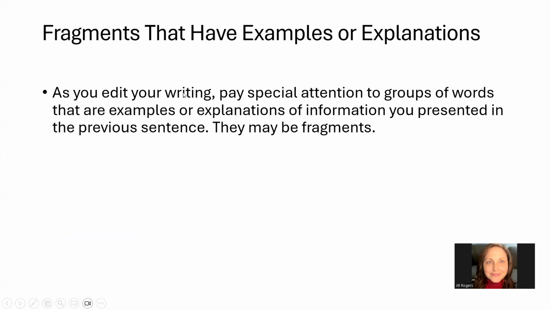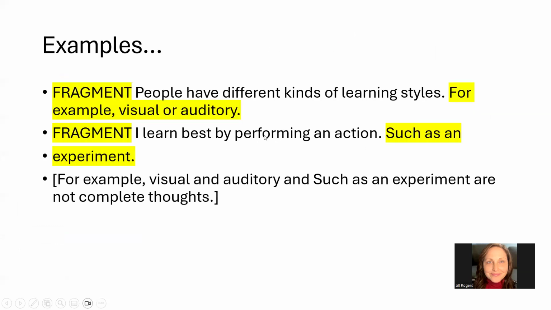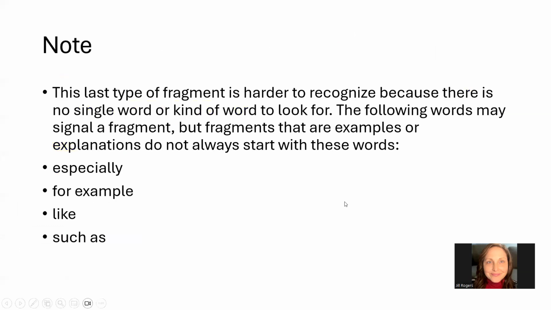Okay, so as you edit your writing, pay special attention to groups of words that are examples or explanations of information you presented in the previous sentence. They may be fragments. And I did want to tell you right here, before I even go on, this last type of fragment is harder to recognize because there is no single word or kind of word to look for. Because sometimes people won't use these signal words. They'll just put the example or explanation, but they'll forget to use a subject and a verb. But these words can help you: if you notice these words, you might have a fragment.